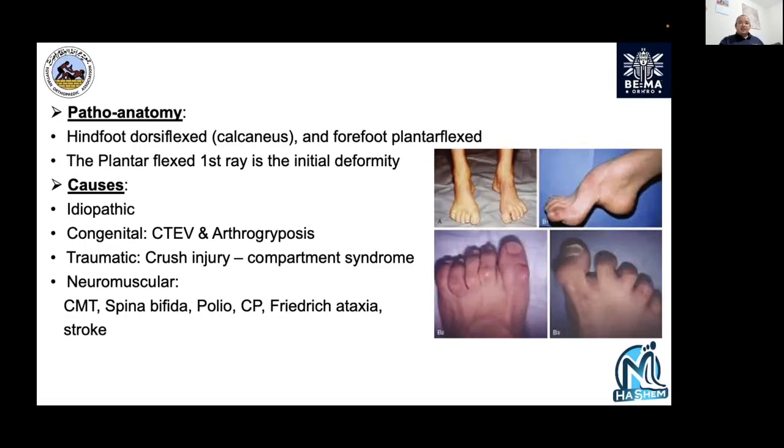The causes of Cavus are a lot. Idiopathic is not an uncommon cause, it is a common cause. Then you may have it congenital, like in patients with club foot or arthrogryposis. You may have it traumatic, as we agreed. If unilateral, it may happen from a crush injury in the foot, or from a compartment syndrome in the leg. It may be neuromuscular, and this is the commonest: Charcot-Marie-Tooth, spina bifida, polio, CP, ataxia, or stroke.